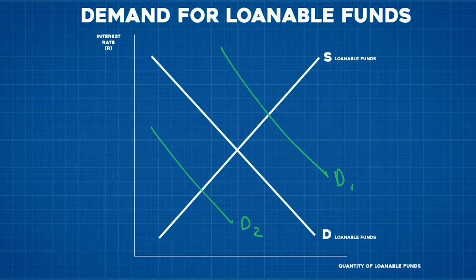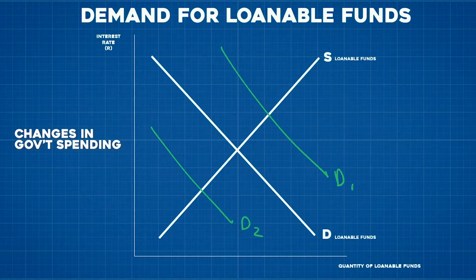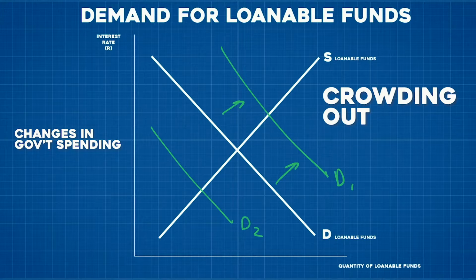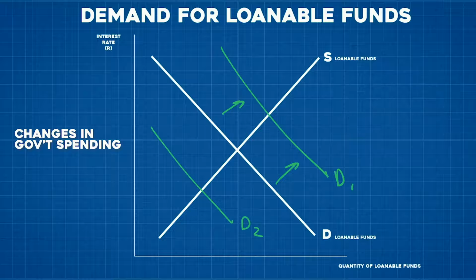Second, the curve will shift because of changes in government spending. When the government runs deficits in its budget, that means it needs to borrow more money, and the curve will shift to the right. And just so you know, there's a term for this, and it's a concern for economists, and they call it crowding out. It means that the government is borrowing money at a higher rate, and that crowds out businesses who want to borrow money. But if the government is running a budget surplus, then it can shift the curve to the left, since the government demands less money to borrow.